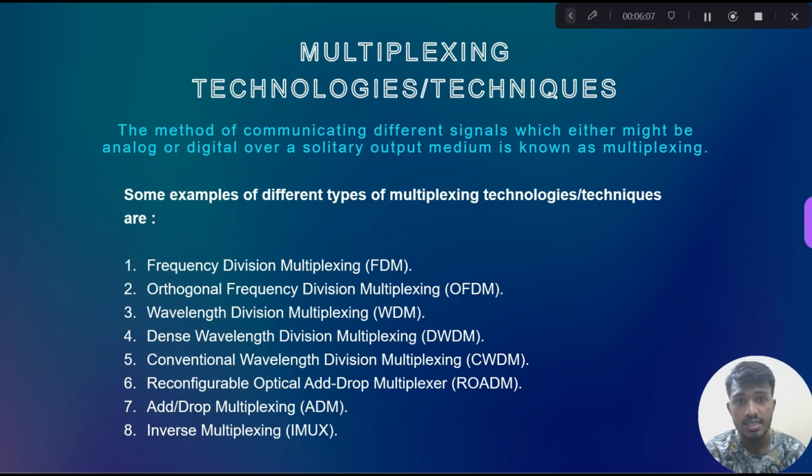Multiplexing technologies and techniques. The method of communicating different signals, either analog or digital, over a single output medium is known as multiplexing. Some examples of multiplexing technologies and techniques are frequency division multiplexing, called FDM, orthogonal frequency division multiplexing, called OFDM, and wavelength division multiplexing, called WDM. Dense wavelength division multiplexing is called DWDM. Coarse wavelength division multiplexing is called CWDM. Reconfigurable optical add drop multiplexer is known as ROADM. Add drop multiplexing is known as ADM. Inverse multiplexing is known as IMUX.